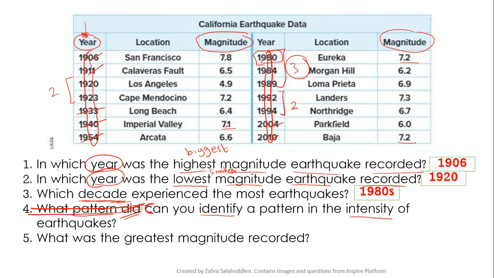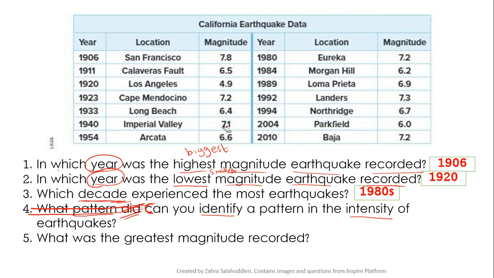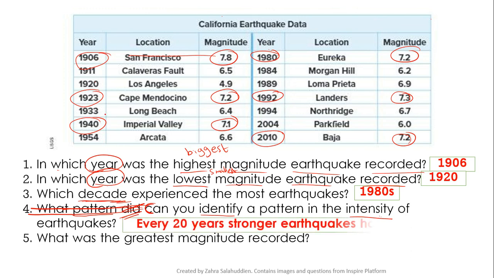So let's look again at the biggest earthquakes. Okay, so take this away. The biggest earthquakes were 7.8, 7.2, 7.1, 7.2, 7.3, and 7.2. So let's look at when they happened. They happened in 1906, 1923, 1940, 1980, 1992, and 2010. Most of these years are about 20 years apart. So I can tell that every 20 years, stronger earthquakes happen.